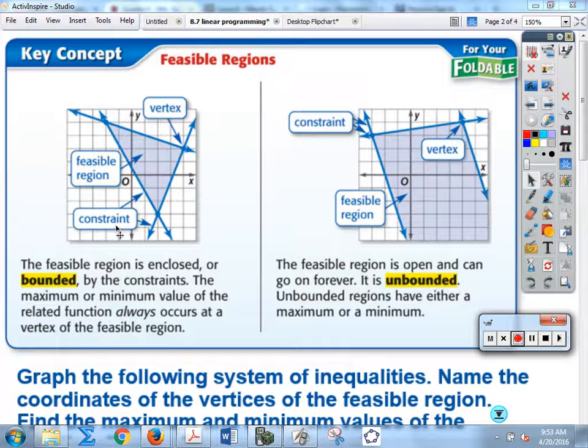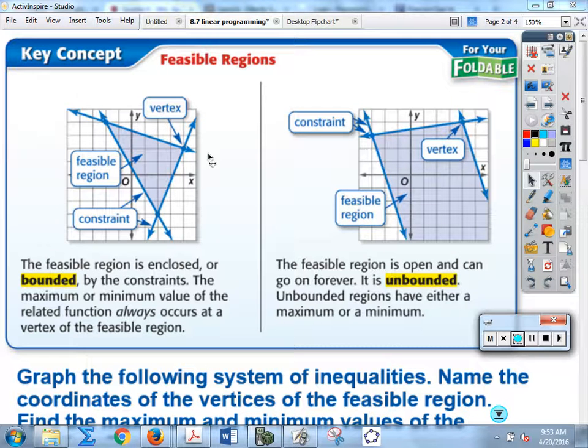So when we get to a story problem, the constraints will be, you can only mow so many lawns, or you can only use so many hours to produce something. And you'll have to come up with some sort of equation and graph it, and then you're going to shade it based on what it's talking about. So if it's bounded like this first one, where it's just some sort of a polygon or just some sort of shape that is bounded, then it will always have a minimum or maximum.